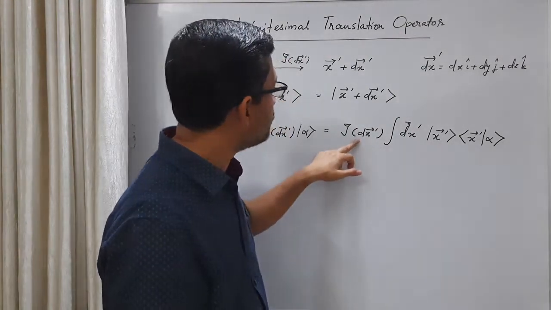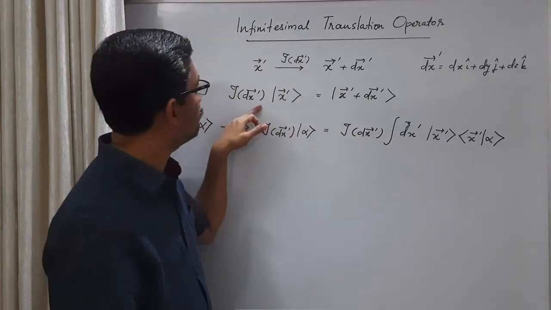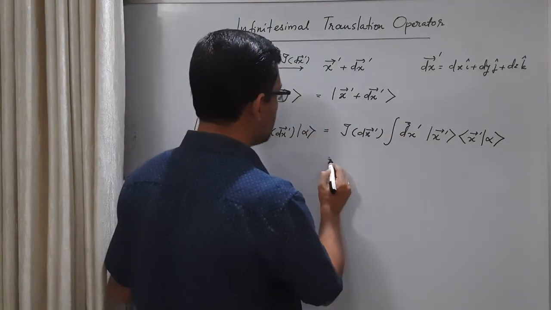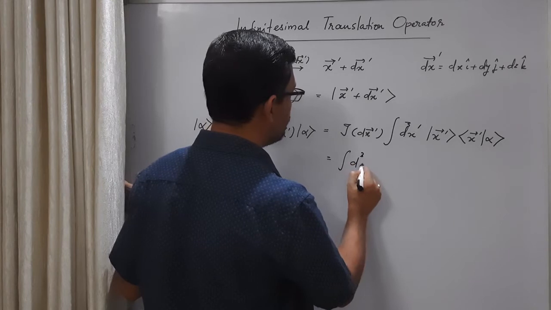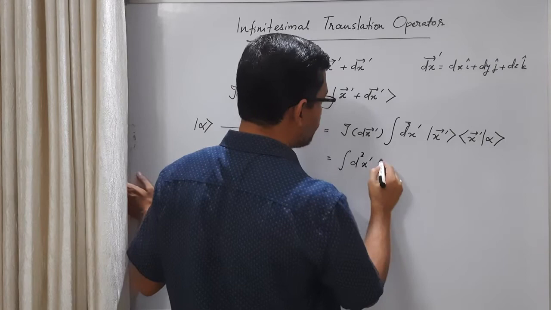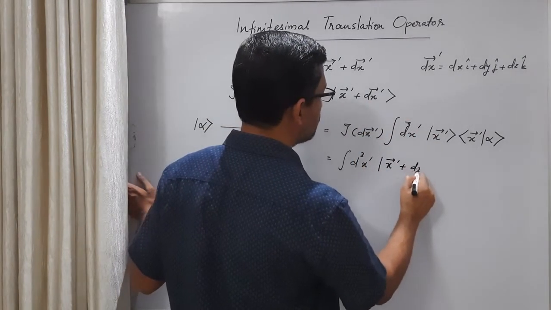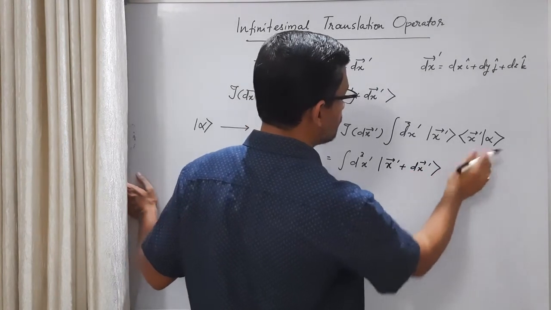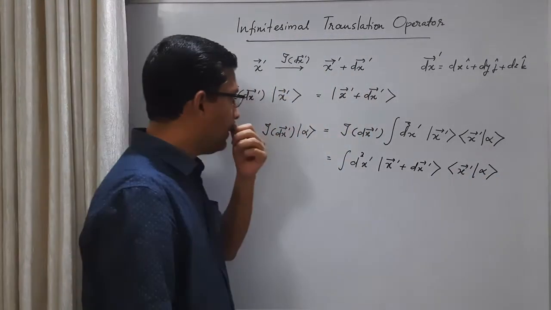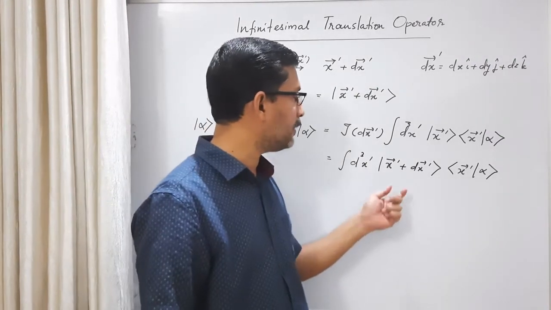So what happens when this infinitesimal translation operator acts on this position eigenket? We know the result. It will become ket x prime plus dx prime. So we can write this as integral d cube x prime, ket x prime plus dx prime, and we have this expansion coefficient, bra x prime alpha. This is the result, or we can rewrite this in a slightly different way.